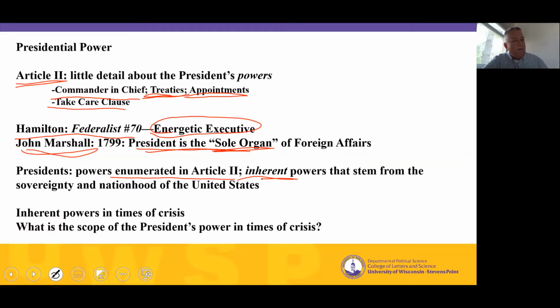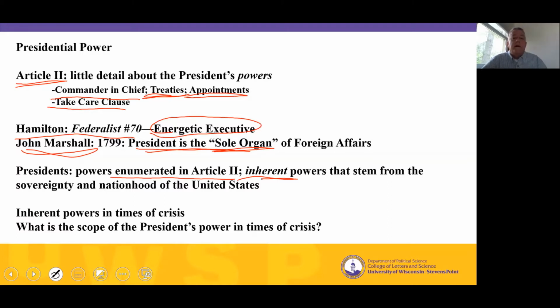And inherent power would be a little different than the implied power that Congress has in the necessary and proper clause. With implied power, the argument is the power is not written down, but it's linked to another power that is spelled out. With inherent power, the argument is it's power that simply inheres from the fact that the United States is a sovereign nation in a global system of international relations.